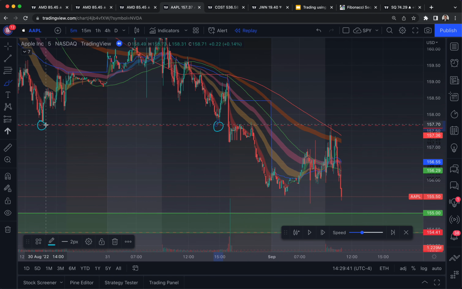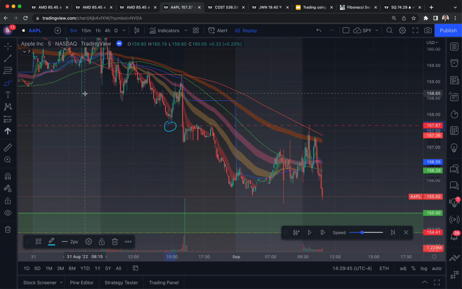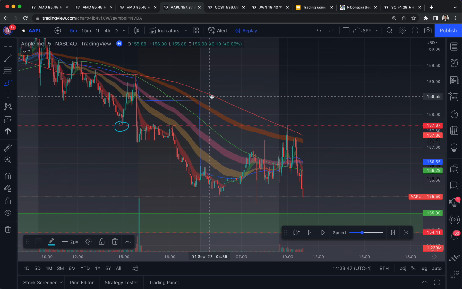So we see that we want to create an entry point at this 157.6 level. Then we find out on the 5-minute time frame that we also have this 200 MA. And because we have this 200 MA, we have another added confluence. So we have a nice little 5-minute intraday level, plus we have the 200 MA lining up perfectly with this 157.65. So that's an entry point, right?